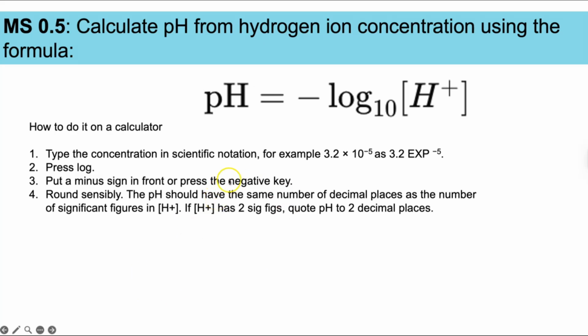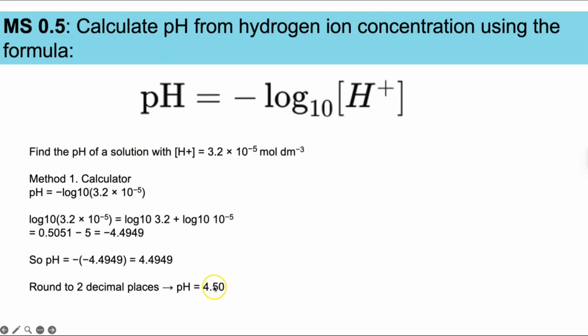Because the concentration was given to us in 2 significant figures, we give the pH to 2 decimal places, and that makes the pH equal to 4.5. And here we can see it step by step, everything that you should get. You can also work backwards. If you know the pH, the hydrogen ion concentration is 10 to the power of minus pH. So for example, if pH is 7.35, the concentration works out as 4.47 times 10 to the minus 8.